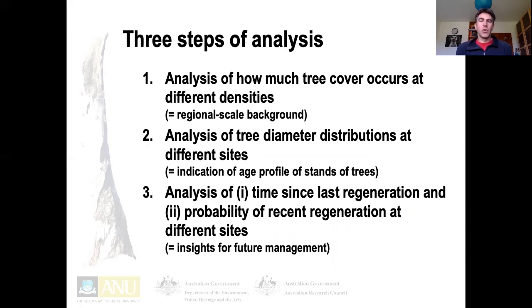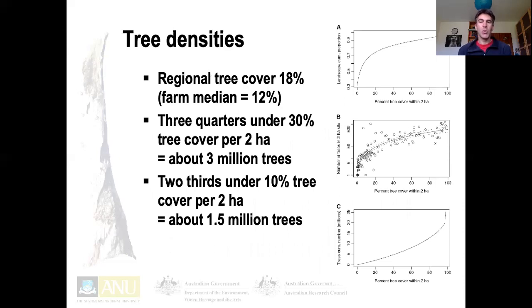We looked at, first of all, how much tree cover occurs at different densities. We looked at what tree diameters we find at different sites. That gives us a sense of the age profile of trees, because basically a really big tree is much, much older than a really small tree. We looked at how long ago was the last regeneration and what's the probability of recent regeneration at any given site. What we're finding is that regional tree cover was 18%. On farms, it was typically more like 12%.